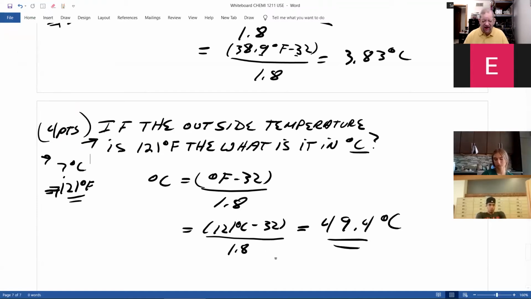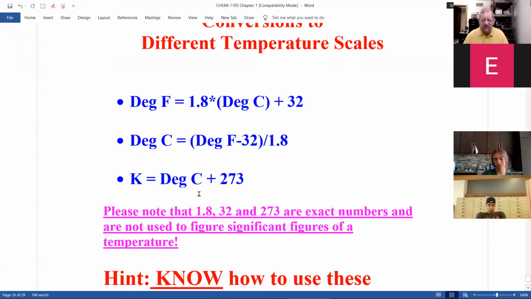Now, let's look at the last formula. And that's Kelvin. Kelvin equals degrees C plus 273. And Kelvin is an absolute, and therefore that's why we don't use degrees. Now, 273 is an exact number.